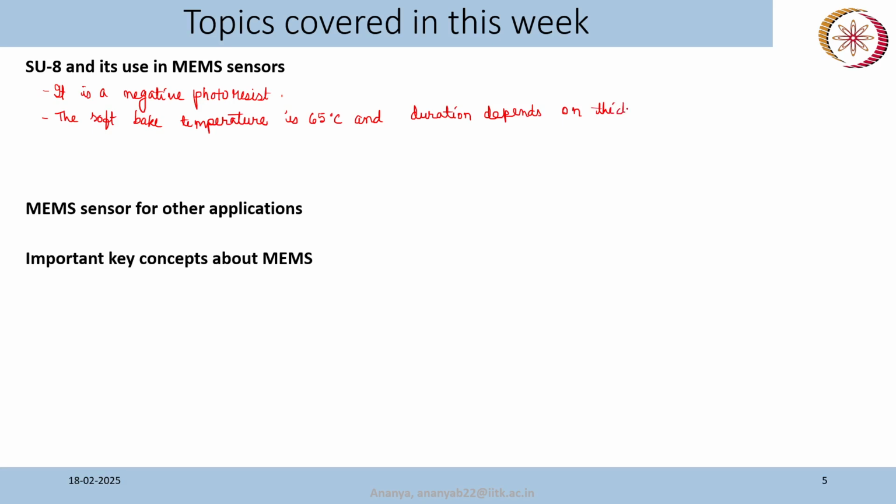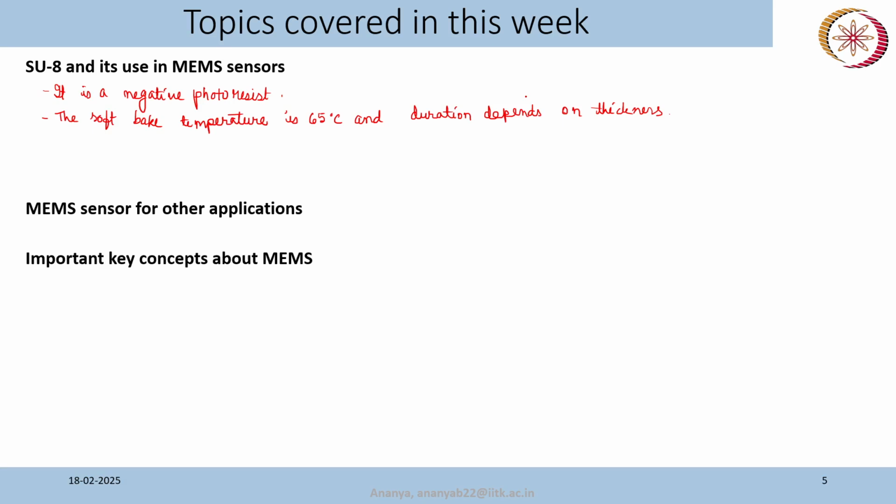Now, how will you know the thickness of the SU8 layer? If you look at the data sheet of SU8 or any photoresist, you will see how the coating of the photoresist on top of your substrate is done. You basically do spin coating. You place your sample on a vacuum chuck and rotate it at a very high speed, say 6000 or 8000 rpm, rotations per minute.